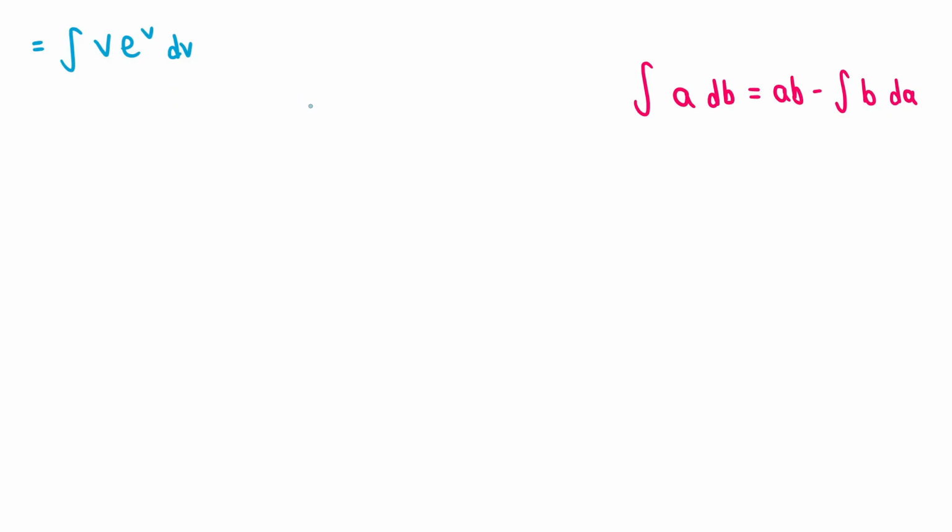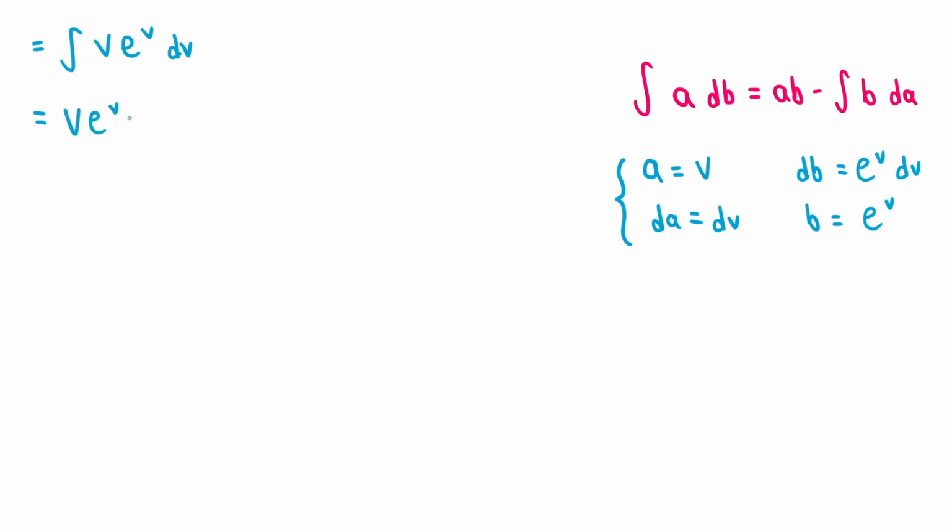So for the integration by parts, I'm going to let a equal v, which is the expression we need to differentiate, and db equal e to the v dv, which is the expression we need to integrate. This means dA equals dv and b equals e to the v. If we apply the integration by parts formula, the integral of v times e to the v dv is equal to ab, which is v times e to the v minus the integral of b dA, which is minus the integral of e to the v dv.